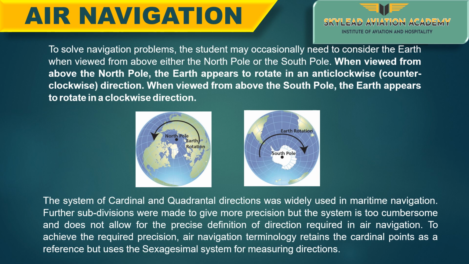To solve navigation problems, students may occasionally need to consider the earth when viewed from either the north pole or the south pole. When viewed from above the north pole, the earth appears to rotate in an anti-clockwise direction. And when viewed from above the south pole, the earth appears to rotate in a clockwise direction. So this system of cardinal and quadrantal directions was widely used in maritime navigation.